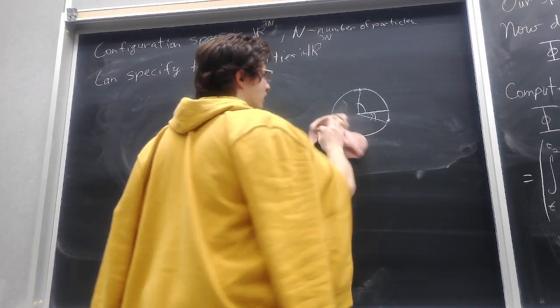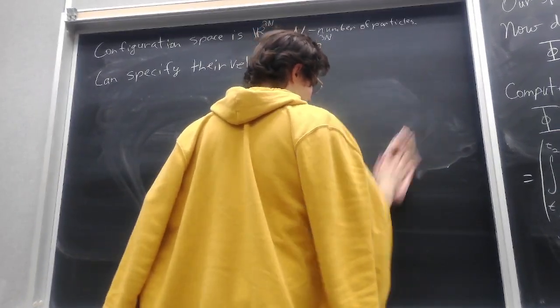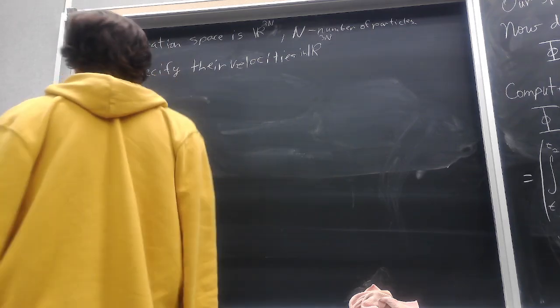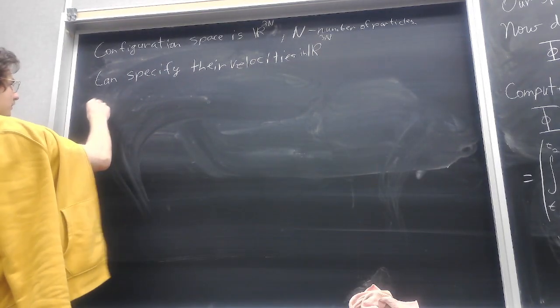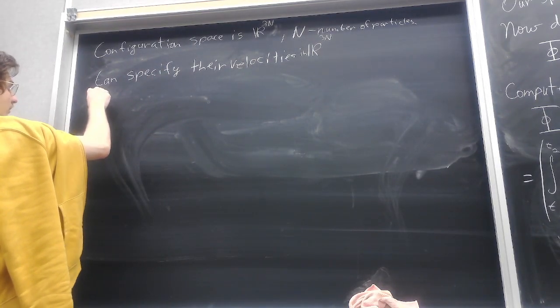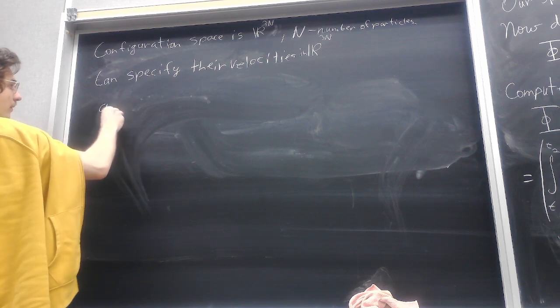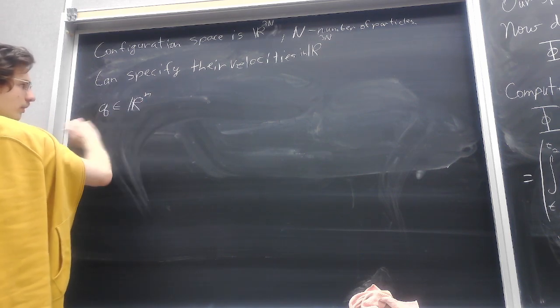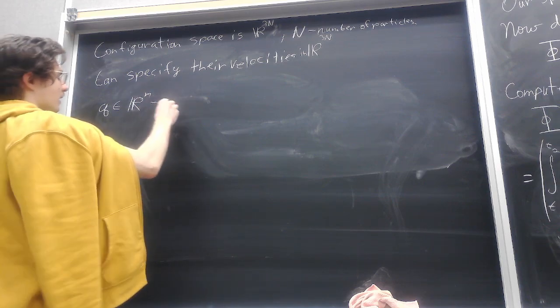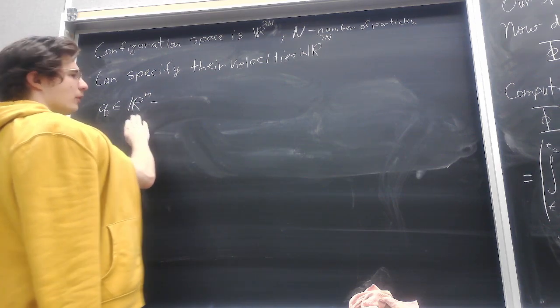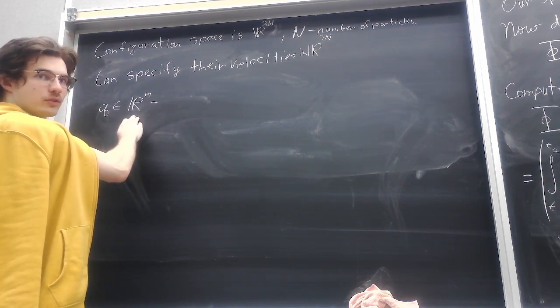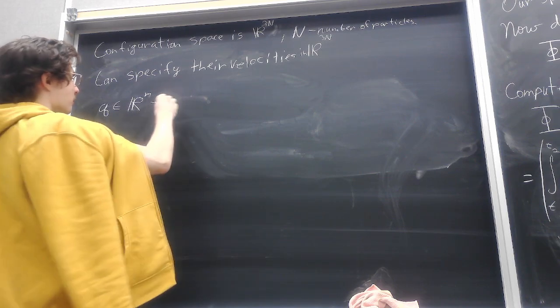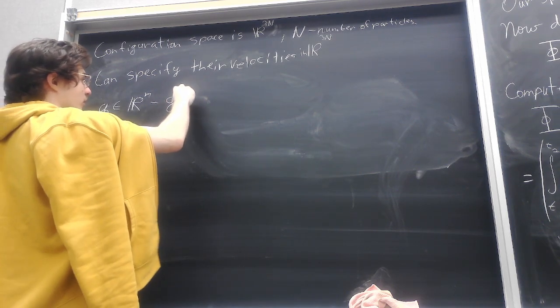So in fact, we'll define generalized coordinates. So Q in some R to whatever, R^m. For now it's R^m, later we'll switch around what this is. Generalized coordinates.